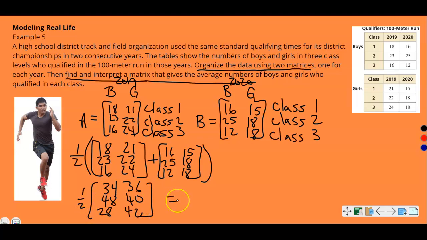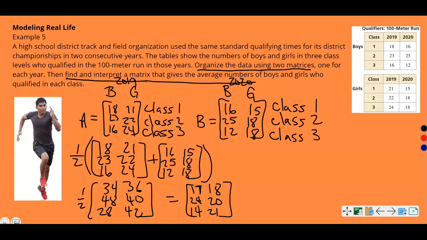Now I'm going to do each one of those times 1/2. So what's half of 34? Half of 34 is 17. Half of 36 is 18. Half of 48 is 24. Half of 40 is 20. Half of 28 is 14. And half of 42 is 21.